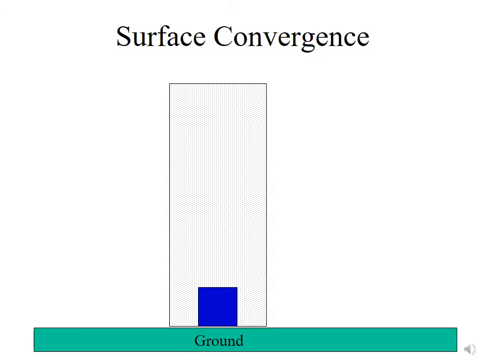Another way that we can lead to vertical motion is surface convergence. So here we have a column of air with an air parcel. The air parcel is denoted by the blue box. And we're going to have surface convergence, and then we'll watch what happens.